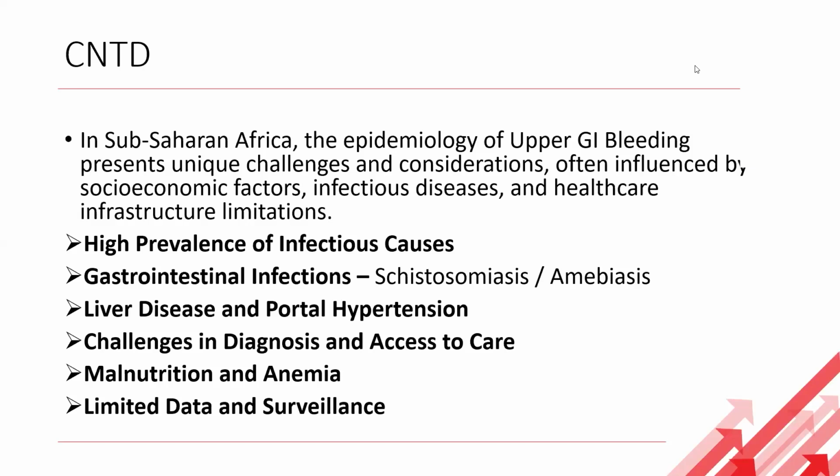Not many facilities or hospitals actually have gastroenterologists in their midst or even an endoscopy unit within their system. So it becomes a challenge in terms of access to care. Malnutrition and anemia have also been shown to be a major factor in terms of comorbidities, especially for upper GI bleeding. And also the fact that we have limited data and surveillance evidence from many of the Ministry of Health organizations in sub-Saharan Africa.